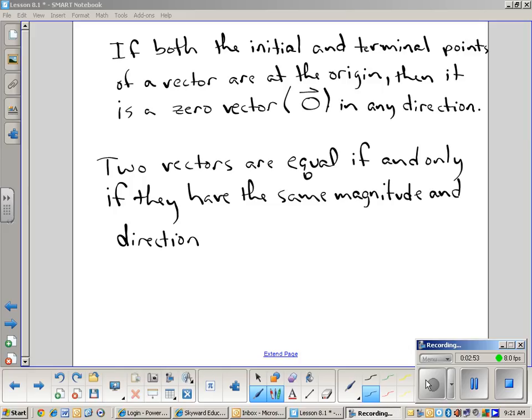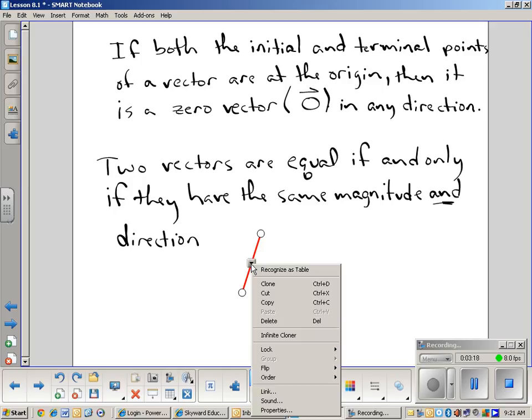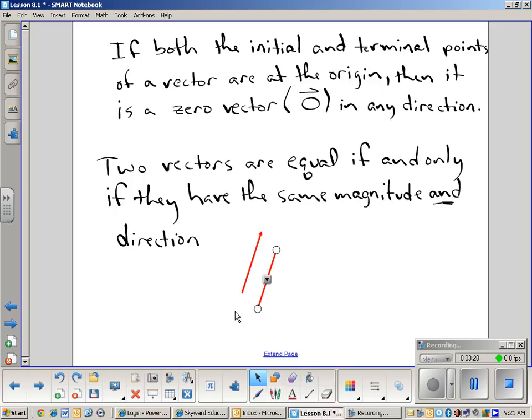Two vectors are equal if and only if they have the same magnitude and direction. And it's key you understand they have to have "and" there. They have to have the same magnitude and the same direction. They don't have to be sitting in the same place, but they have to have the same magnitude and the same direction. An example of this: those two vectors are equal.